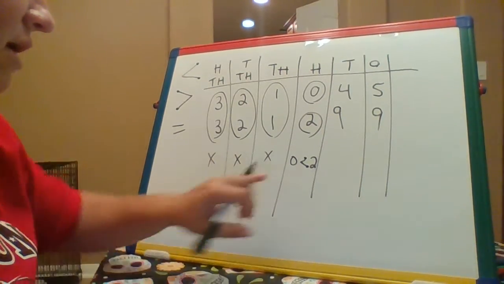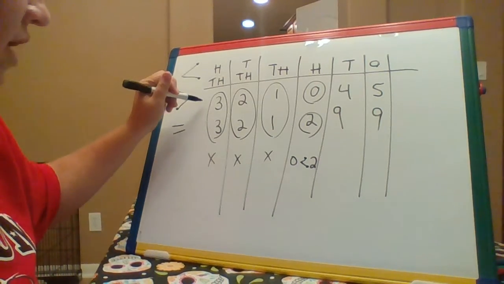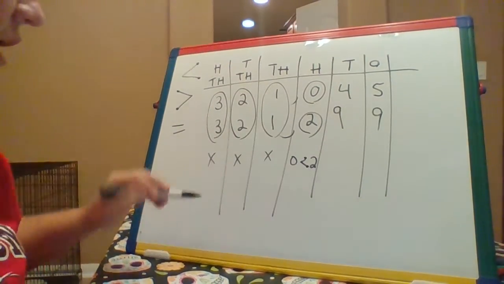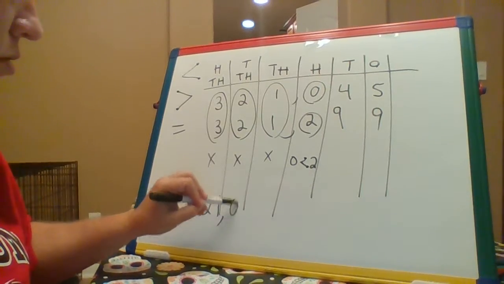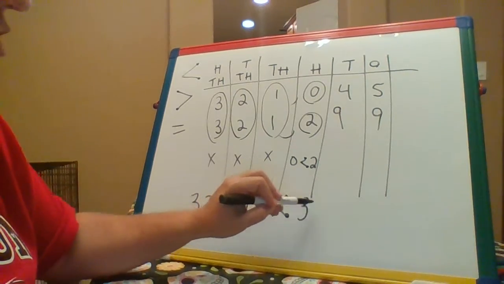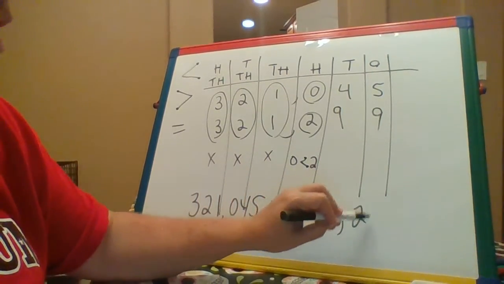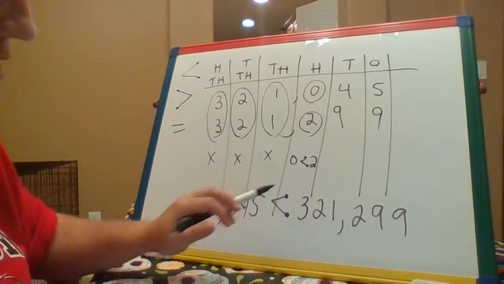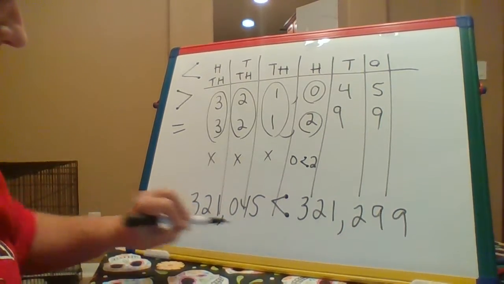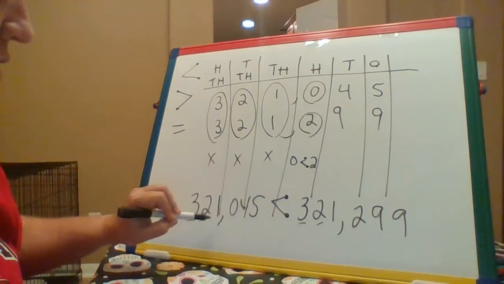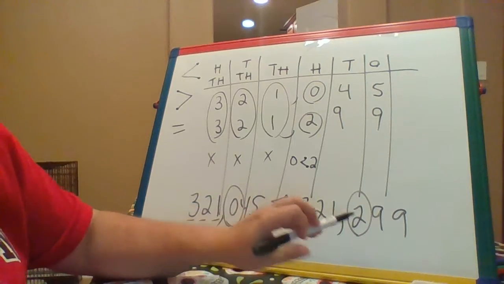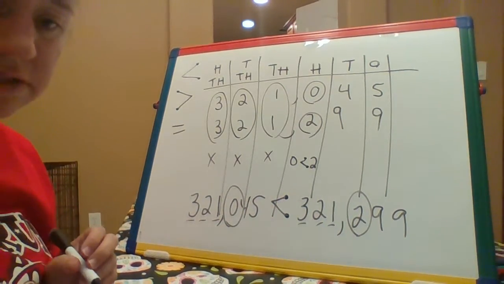So I can say that because this 0 is smaller, I know that, let's see, put my commas there, 321,045 is less than 321,299. So again, the 2 dots are pointing towards my larger number, and I know it's larger because again, 3 and 3, 2 and 2, 1 and 1, 0 and a 2. 0 is less than 2. Okay, I'm going to pause there.